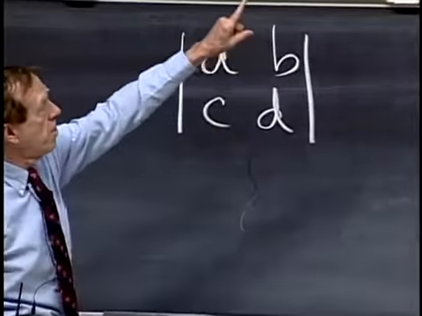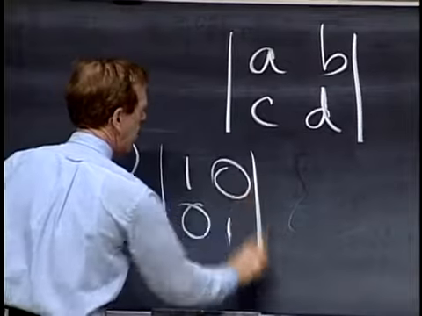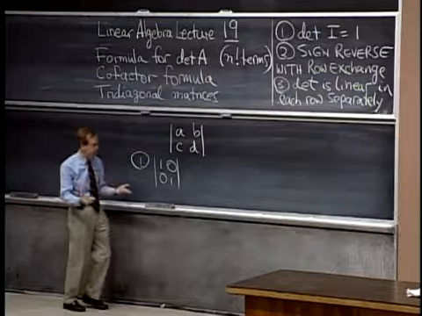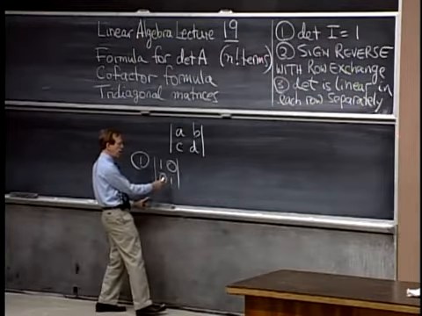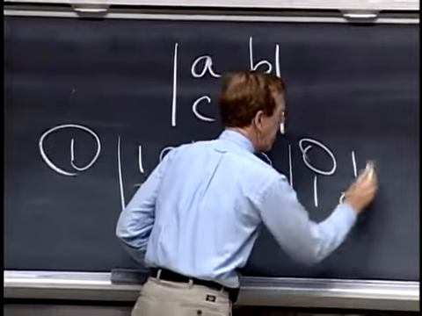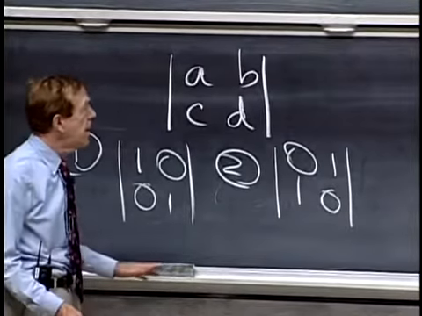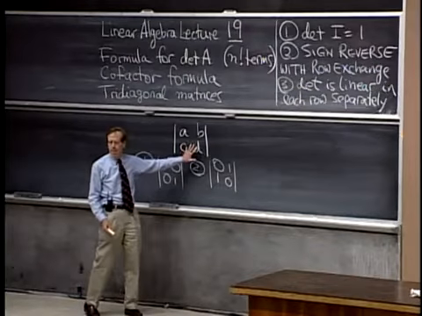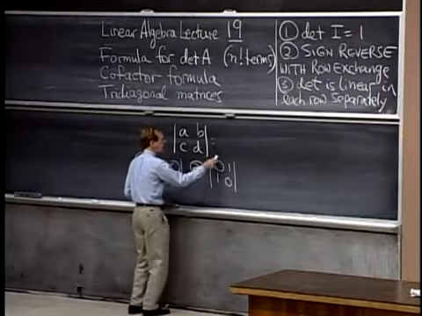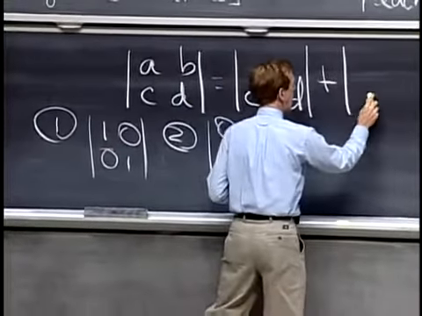Okay, so property 1, I know what to do with the identity, right? So I know that that determinant is 1. Property 2 allows me to exchange rows and know that this determinant is -1. And now I want to use property 3 to get everybody. And how will I do that? Okay, so remember that if I keep the second row the same, I'm allowed to use linearity in the first row.